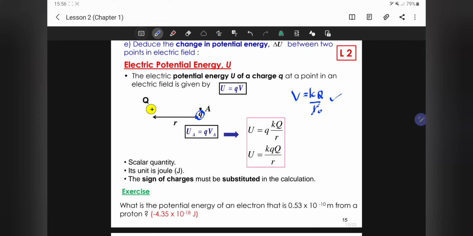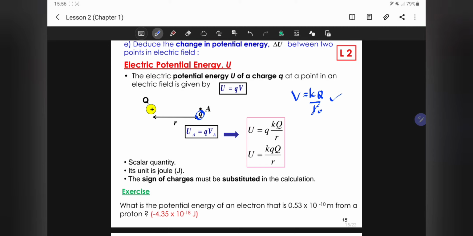Alright, so you may try to answer this exercise. What is the potential energy of an electron that is 0.53 times 10 to the power negative 10 meters from a proton? The answer is given already. You may try to answer this question by using this equation. Okay, good luck. Try to answer this.